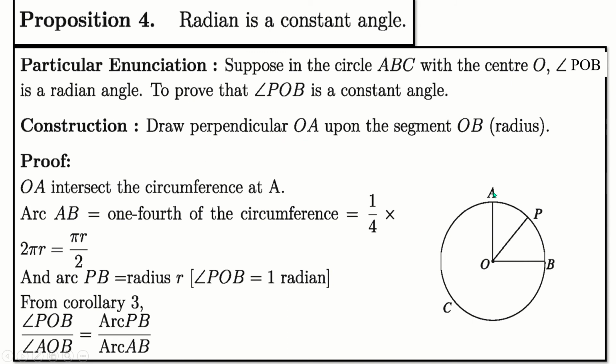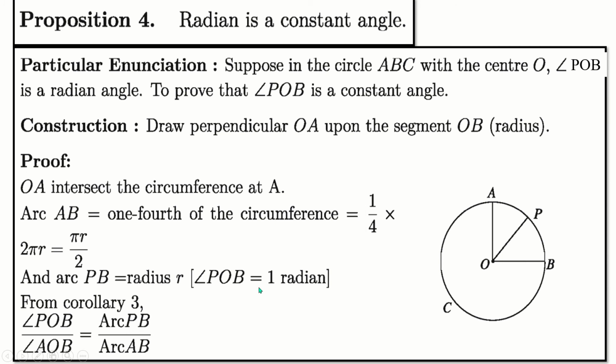Here draw perpendicular OA upon the segment OB, which is a radius. OA intersects the circumference at A. So AB is 1/4 of the total circumference, as this is a right angle, because OA is perpendicular to OB. As this is a right angle, this arc divides the circumference into 4 equal parts. So it is 1/4 of the circumference. Circumference means 2 pi r. As a result, arc AB is equal to pi r by 2.